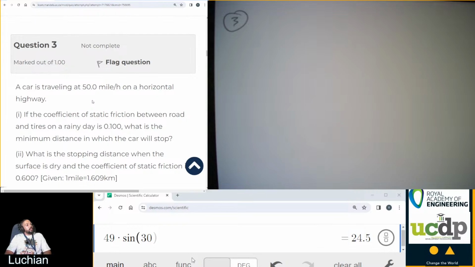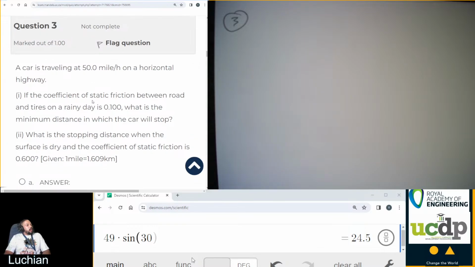A car is traveling at 50 miles an hour on a horizontal highway. They're asking, number 1, if the coefficient of static friction between the road and the tires on a rainy day is 0.1, what is the minimum distance in which the car will stop?